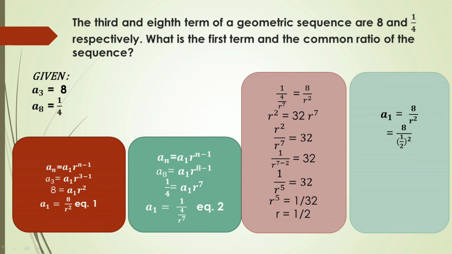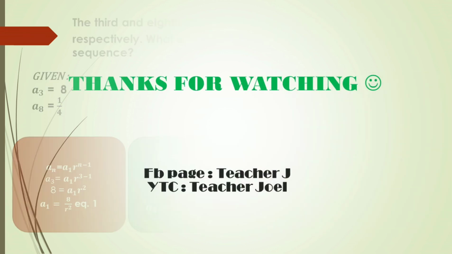8 over 1/2, which is the common ratio, raised to 2. So 1 multiply by itself 2 times, that is equal to 1. And 2 multiplied by itself 2 times is equal to 4. That is why 8 over 1/4. Then get the reciprocal of the denominator 1/4. That will be equal to 4 over 1, or simply 4. 8 times 4 is equal to 32. That is our first term.